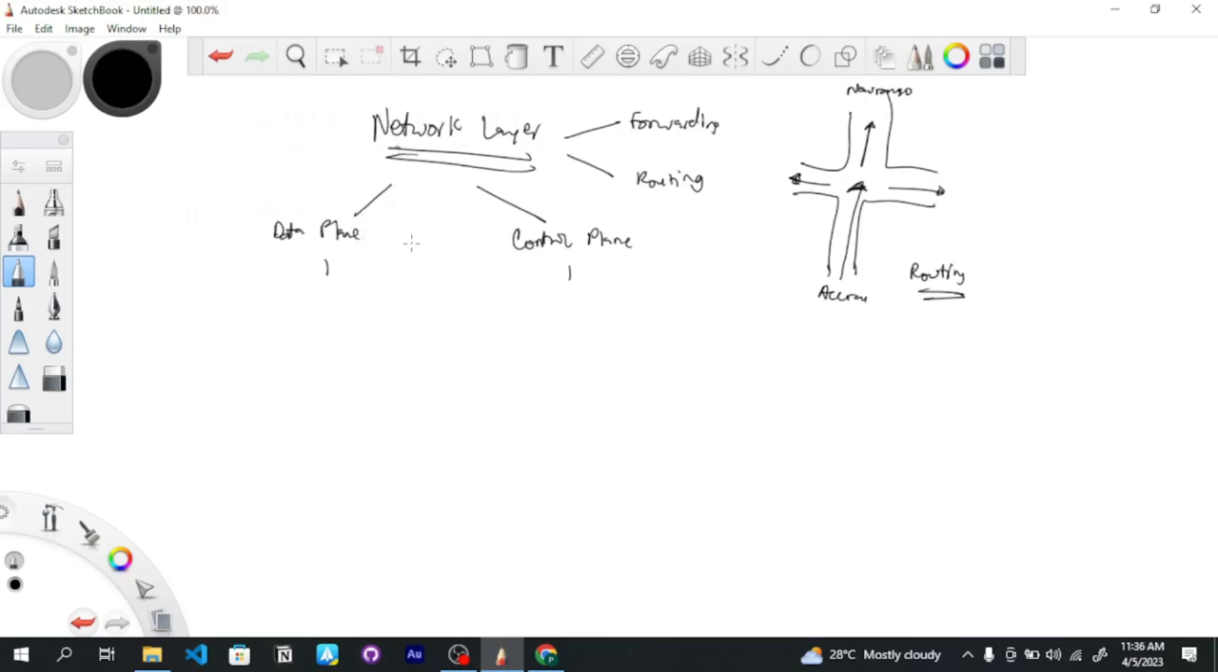Now the data plane is concerned mostly about forwarding. And then the control plane is concerned about routing. Great. So that's what the difference is between those two. You understand? Okay, so we'll be talking about the data plane first, and we'll be talking about the control plane too.